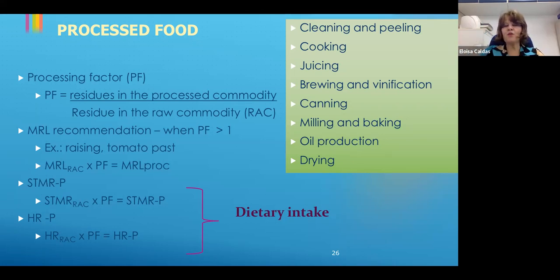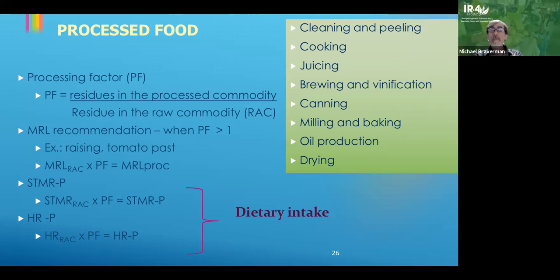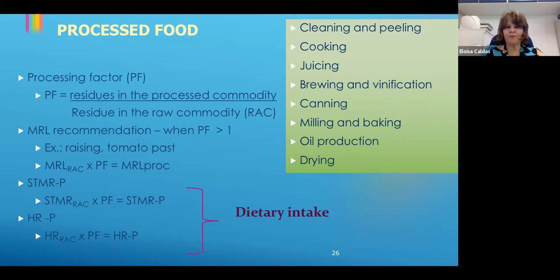But in some cases, we do have an increase during processing. For example, dry processing, when you submit the crop to drying, for example raisins. Normally the grapes are left in the field to dry out, and then you produce raisins. There are two factors that happen during this procedure in the field or in an oven.